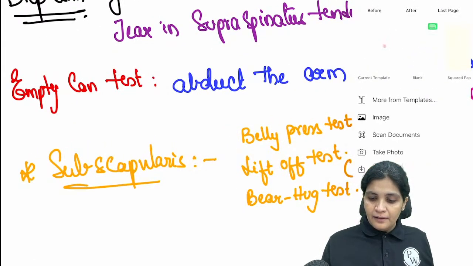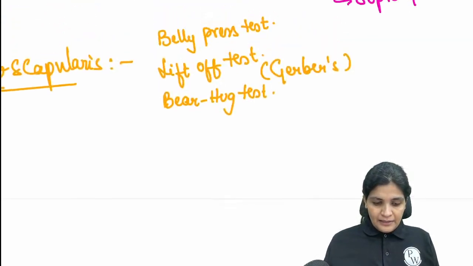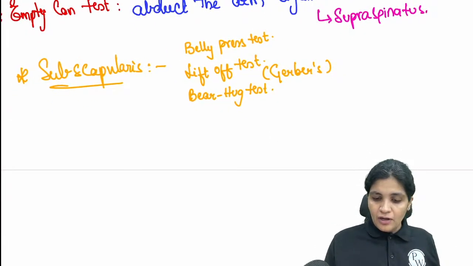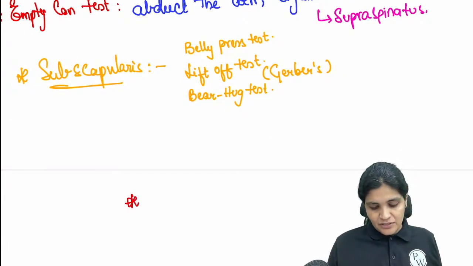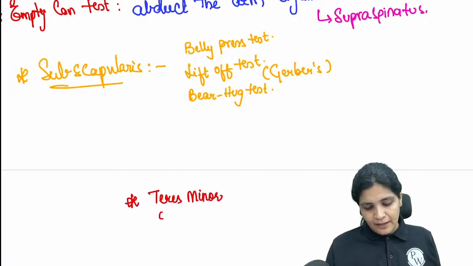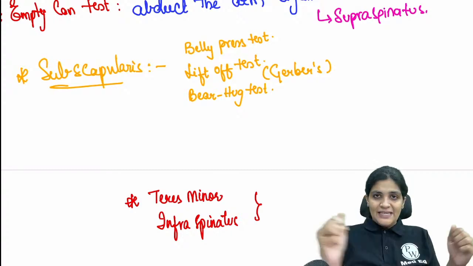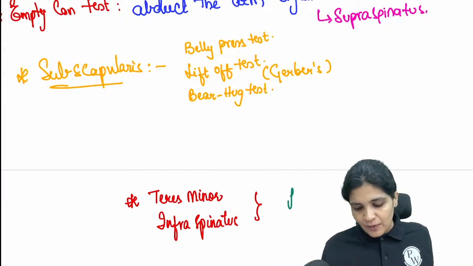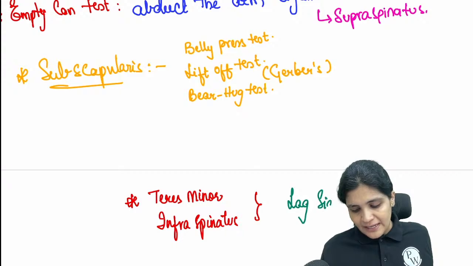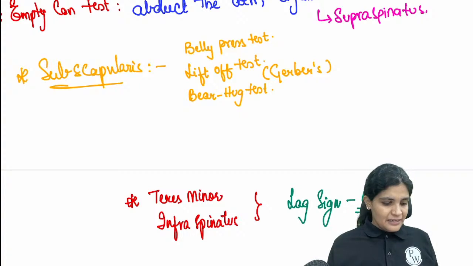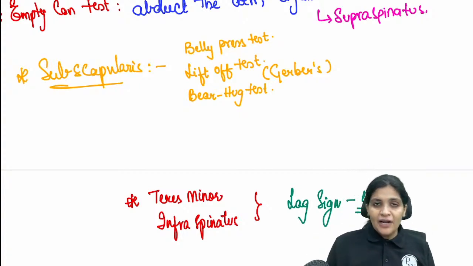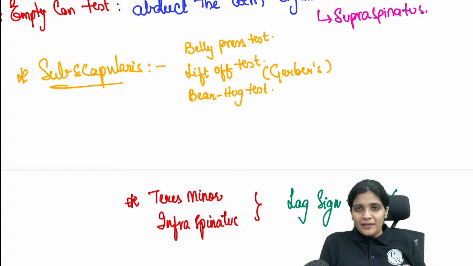And then what is left out? Your external rotators. So that is your teres minor and infraspinatus. So what are these two for? Your external rotation. So you are going to ask the patient to external rotate against resistance, and whenever there is some lag, then you call it the lag sign. So external rotation lag sign is seen in case of your teres minor and infraspinatus. So these two are very important.